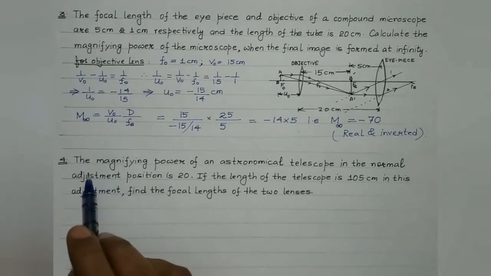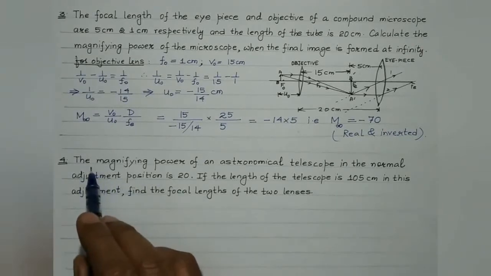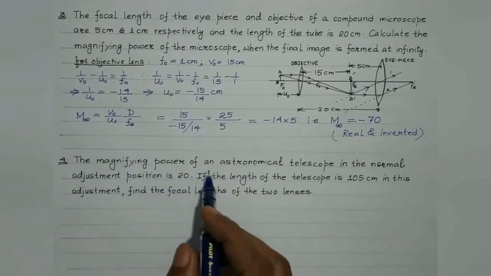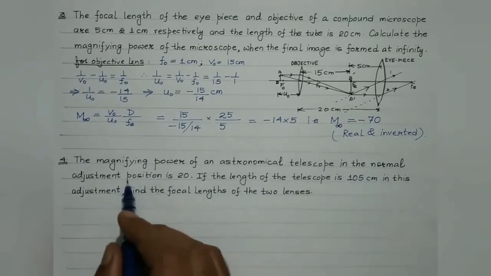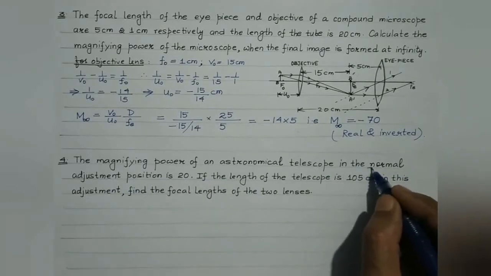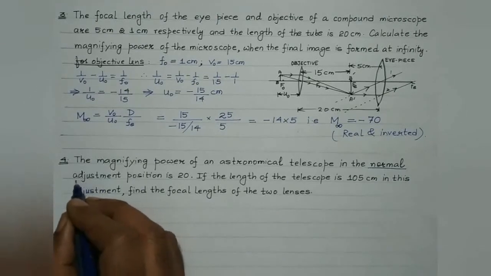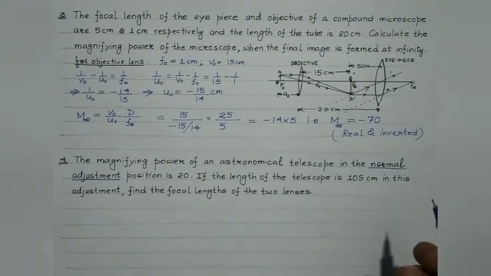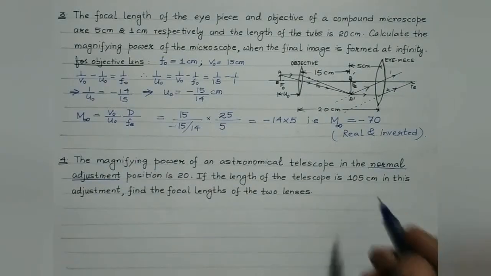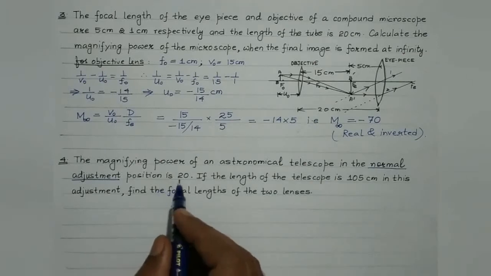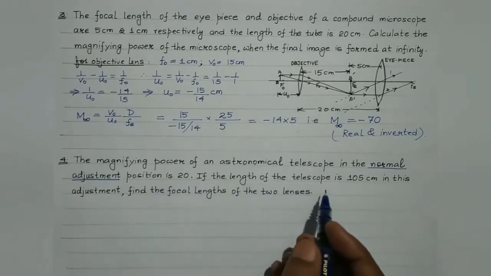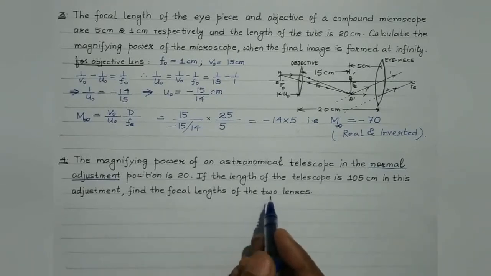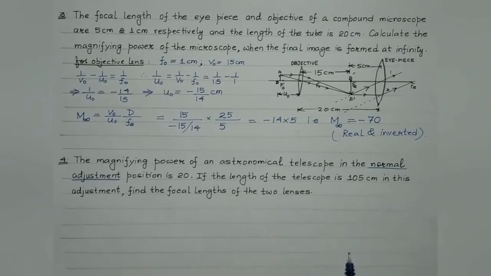Now students, let's proceed to question number 4. Question number 4 is related to the astronomical telescope. The magnifying power of an astronomical telescope in the normal adjustment is given to be 20. Now students, remember, normal adjustment in the case of an astronomical telescope is when the final image is obtained at infinity. If the length of the telescope is 105 centimeter in this adjustment, we are supposed to find out the focal length of the objective as well as the eyepiece.